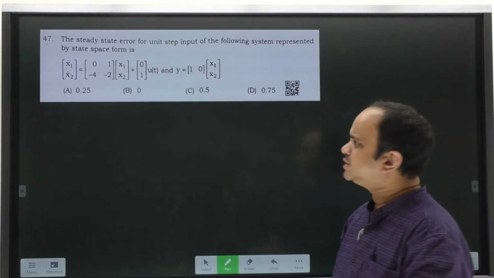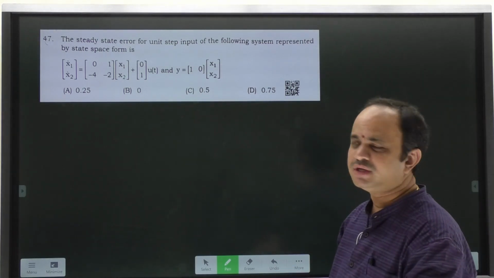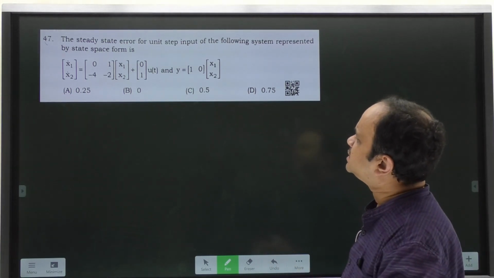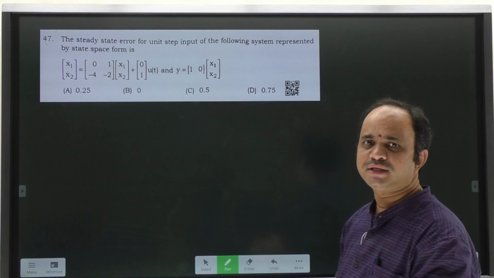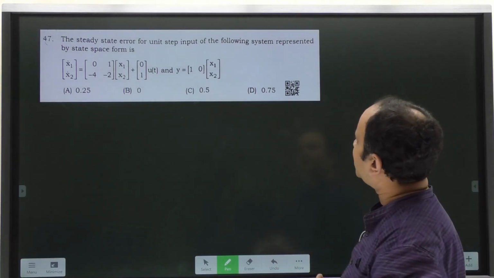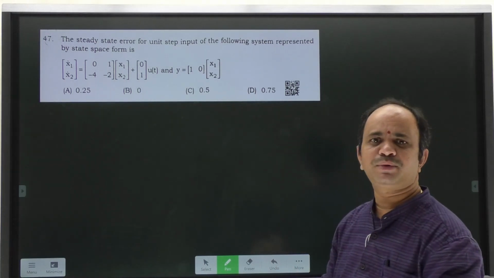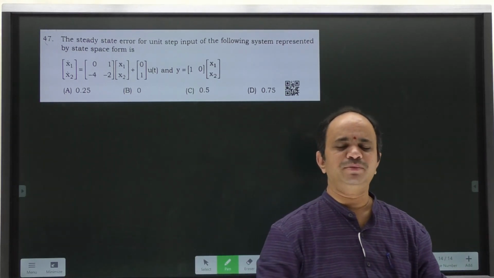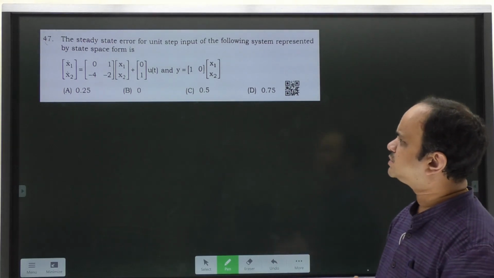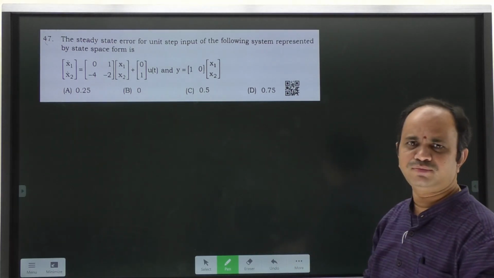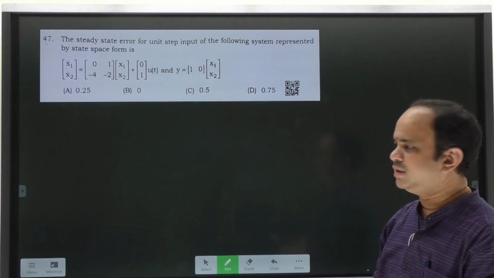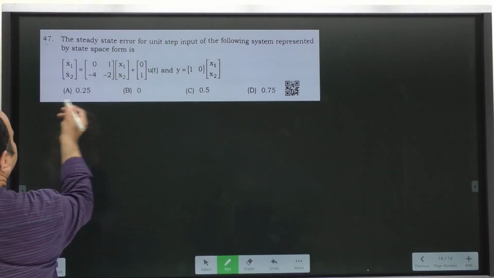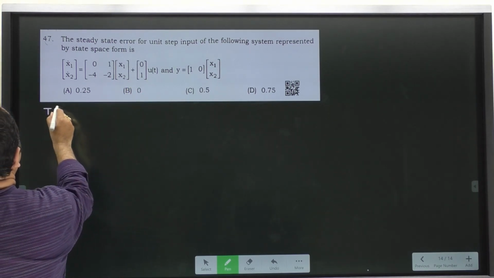Now this is one of, I feel, the lengthy questions. It will take more time but not so difficult. The steady state error for unit step input of the following system represented by state space form. So generally we will study the error concept in the time response analysis, and of course the system transfer function you can find from this one, and then you can find out the error. Okay. Now let us say a few basic definitions here.